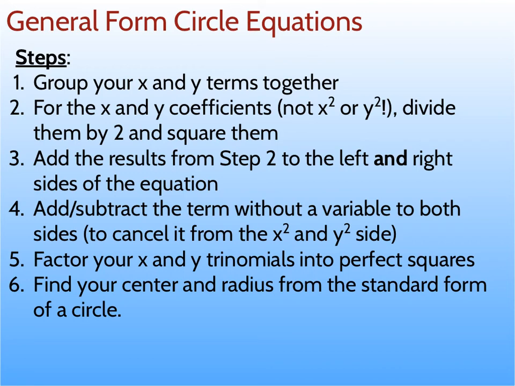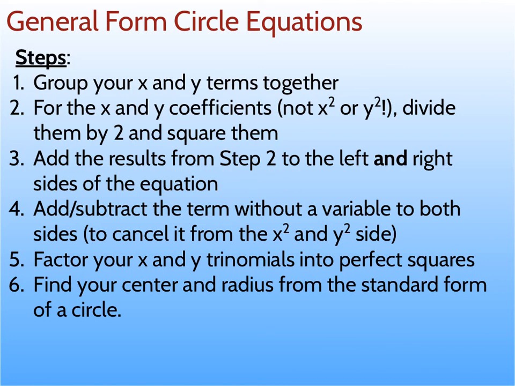Next, add the results from step 2 to the left side and the right side of the equation. So you're going to take what you got for the x and the y, and add it to the x part and the y part of your equation. Then, the constant term, the one without the variables, you're going to subtract or add to both sides, just so you can cancel it out of the x squared plus y squared side. You want it on the other side.